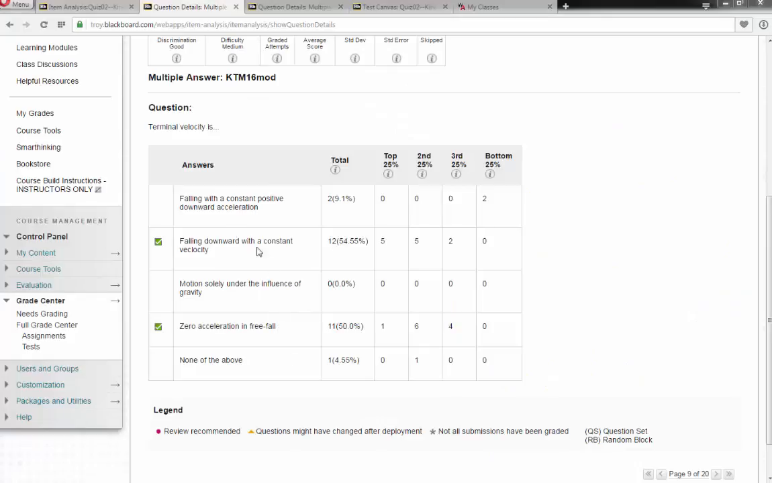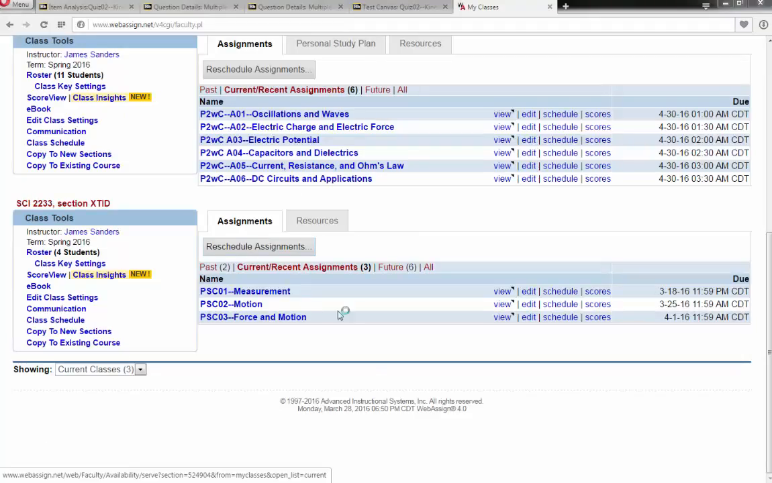Next most frequently missed question was this one. Question KTM16 mod. That basically means that this is a key terms and matching question. It's the 16th of the key terms, and it's modified slightly. By the way, all of the key terms and matching questions are going to be modified slightly simply because they look something like this. I'm going to pull up what the book looks like from my view in WebAssign.